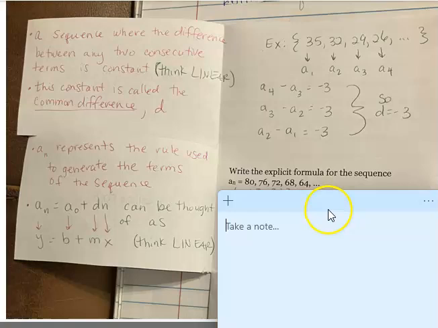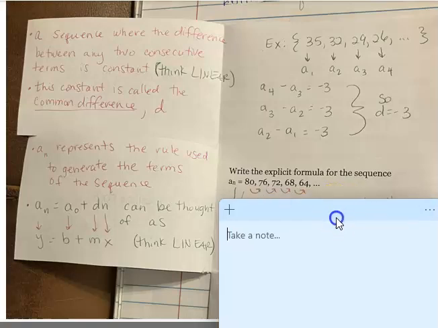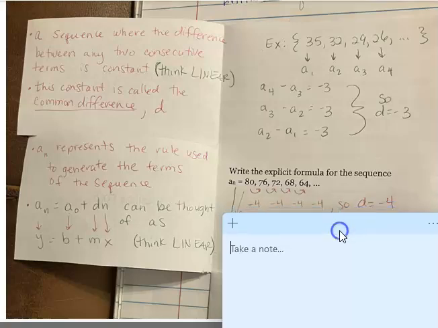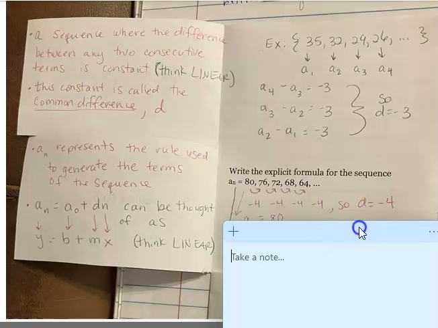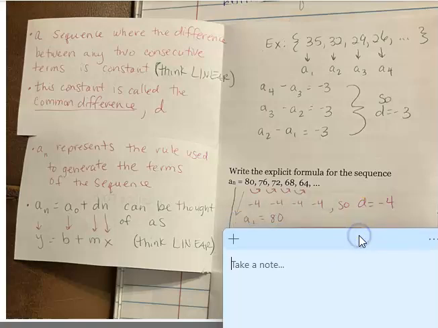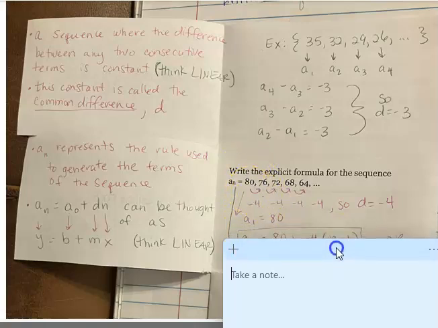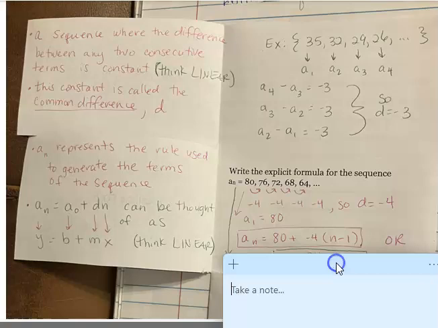You're going to need to know your value for d and your value for a sub 0, or your value for d and your value for a sub 1. Remember, there are two different equations that we could use. So the first thing, I'm going to try to figure out what d is. That's easy to do. In this case, you're subtracting 4 from each term to get the next one. And then a sub 1 is equal to 80 because it's the first term of the sequence. So if I use the textbook formula, I end up with a sub n equal to a sub 1, which is 80, plus d, which is negative 4, parentheses n minus 1.